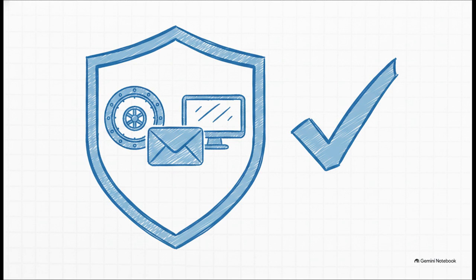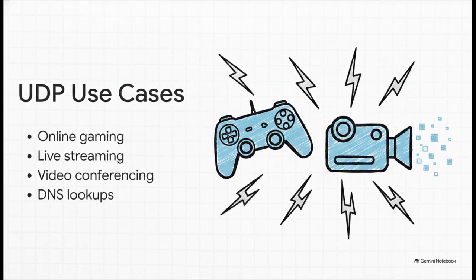I mean, there is no way you'd want a dropped packet to corrupt your file or, worse, mess up your bank balance. The same goes for web browsing and sending emails. TCP is really the only logical choice here because absolute accuracy is required. So the crucial point is, when does speed win? Well, UDP is the undisputed champion of real-time interaction.